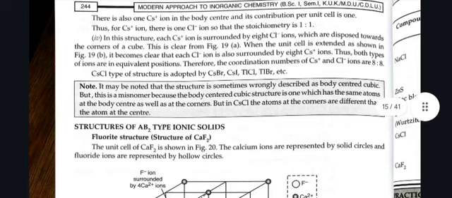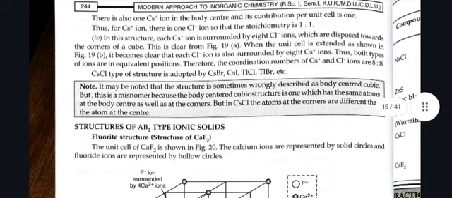When the unit cell is extended as shown in figure 19b, it becomes clear that each Cl- ion is also surrounded by 8 Cs+ ions. Thus both types of ions are in equivalent positions, therefore the coordination numbers of Cs+ and Cl- ions are 8:8. The CsCl type of arrangement is adopted by CsBr, cesium bromide, cesium iodide, TlCl, TlBr and etc.